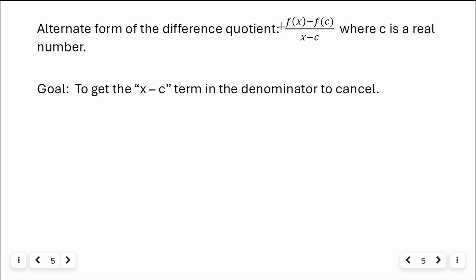So again, here's another way to write the slope. f of x minus f of c over x minus c, where c is a real number. Y2 minus y1 over x2 minus x1. So c is going to be a number this time, which sometimes makes this version a little bit easier to work with. Okay? x minus c will be on the bottom, and the goal is the same as it was a minute ago, to get this bottom term, the whole thing, x minus c, to cancel out. All right, you don't want to have the denominator anymore. Okay, so let's try that one.